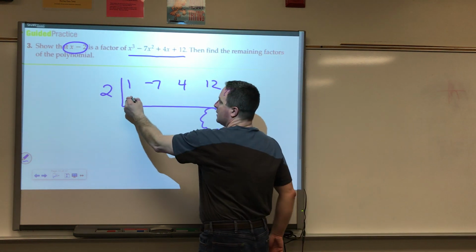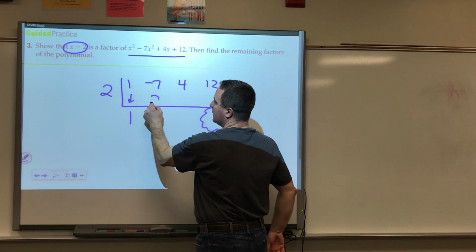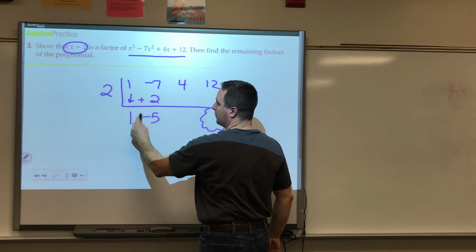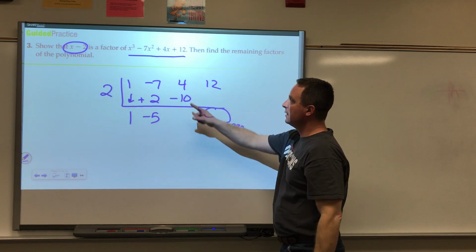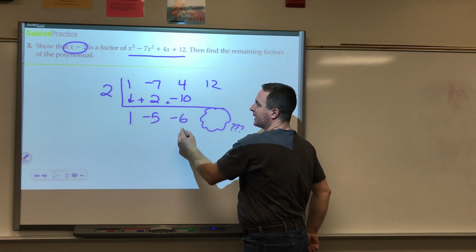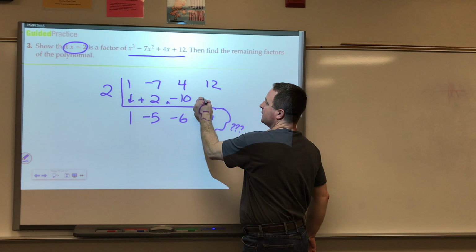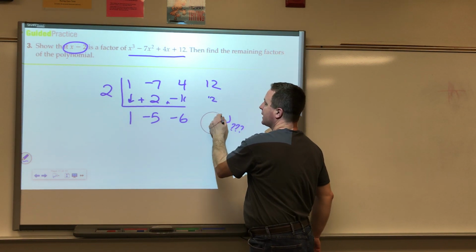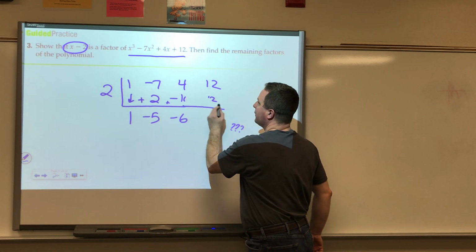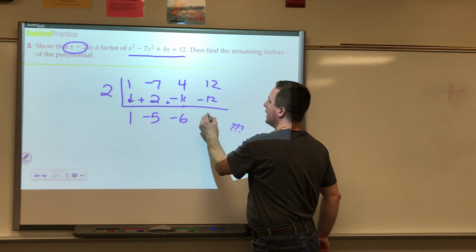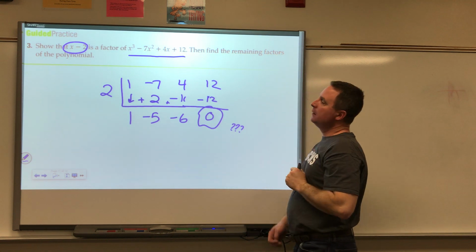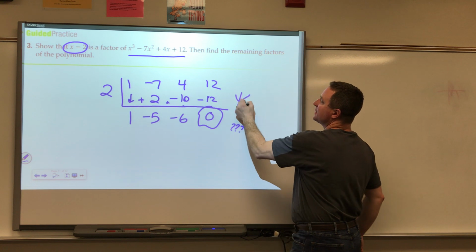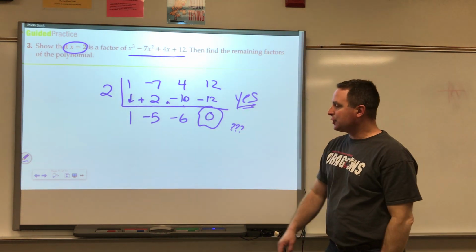Let's try it. If I drop down a 1, I get 2. -7 plus 2 is -5. I multiply again, I get -10. If I add these together, I get -6. 2 times -6 is -12. And lo and behold, if I add those together, I get 0. So once again, yes, the x minus 2 is a factor.